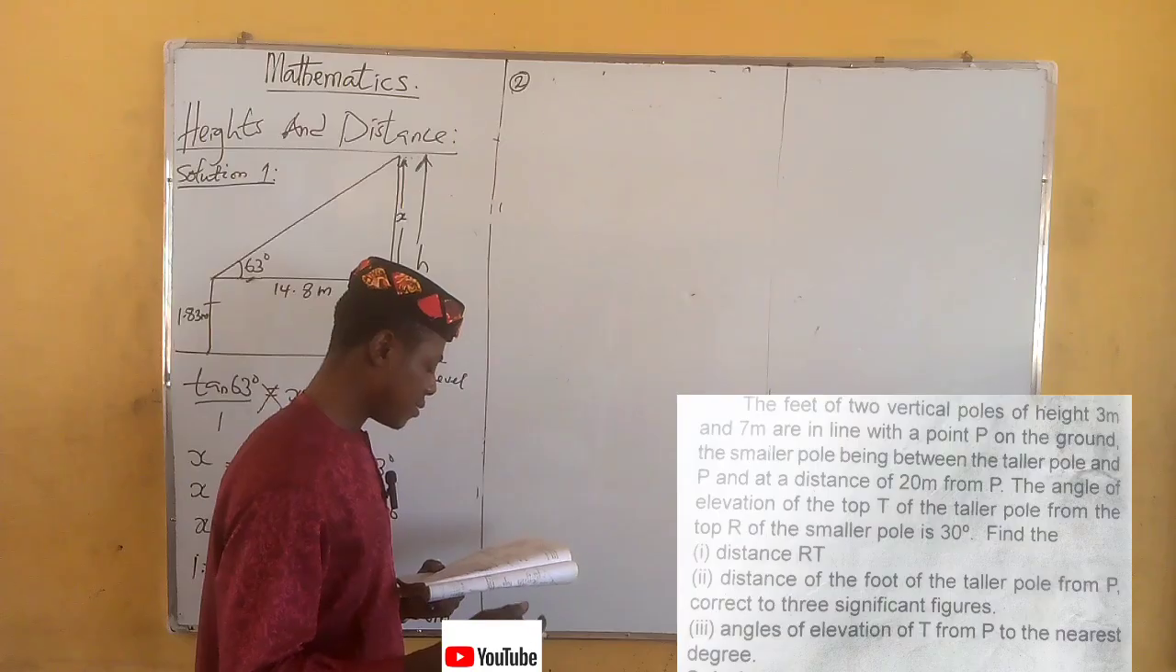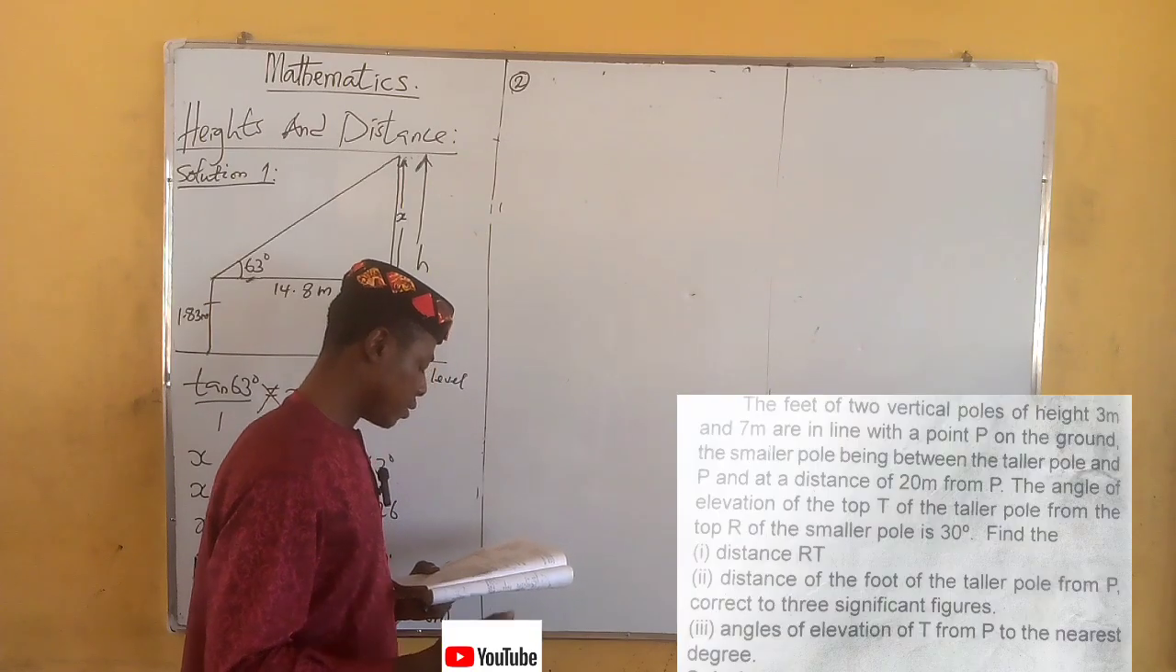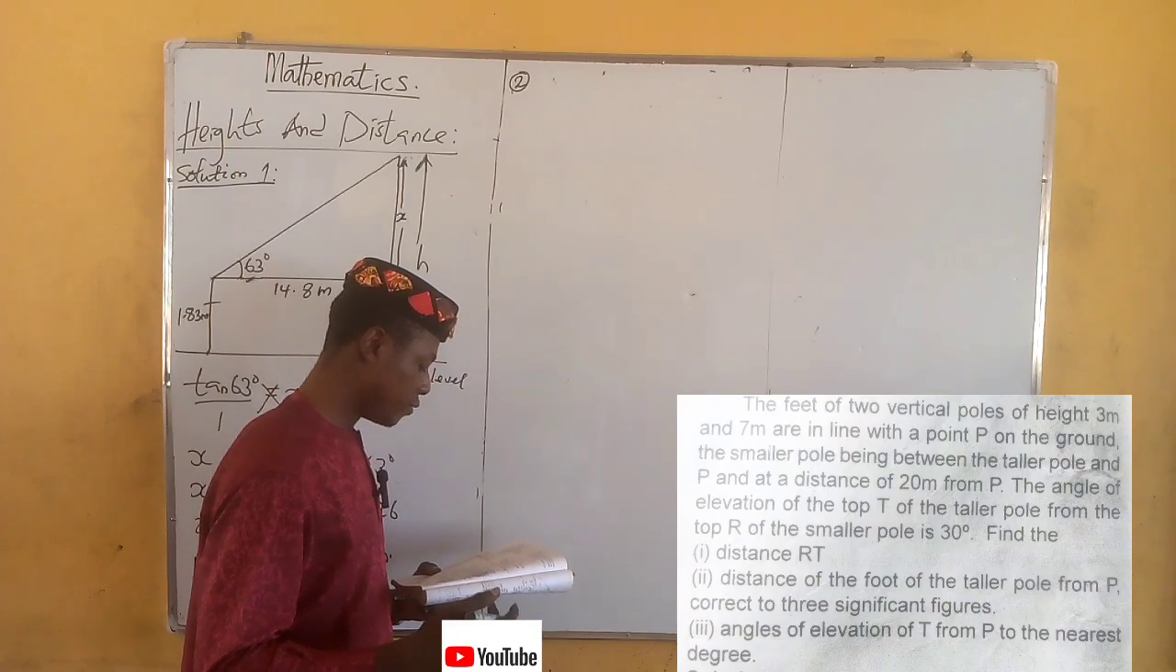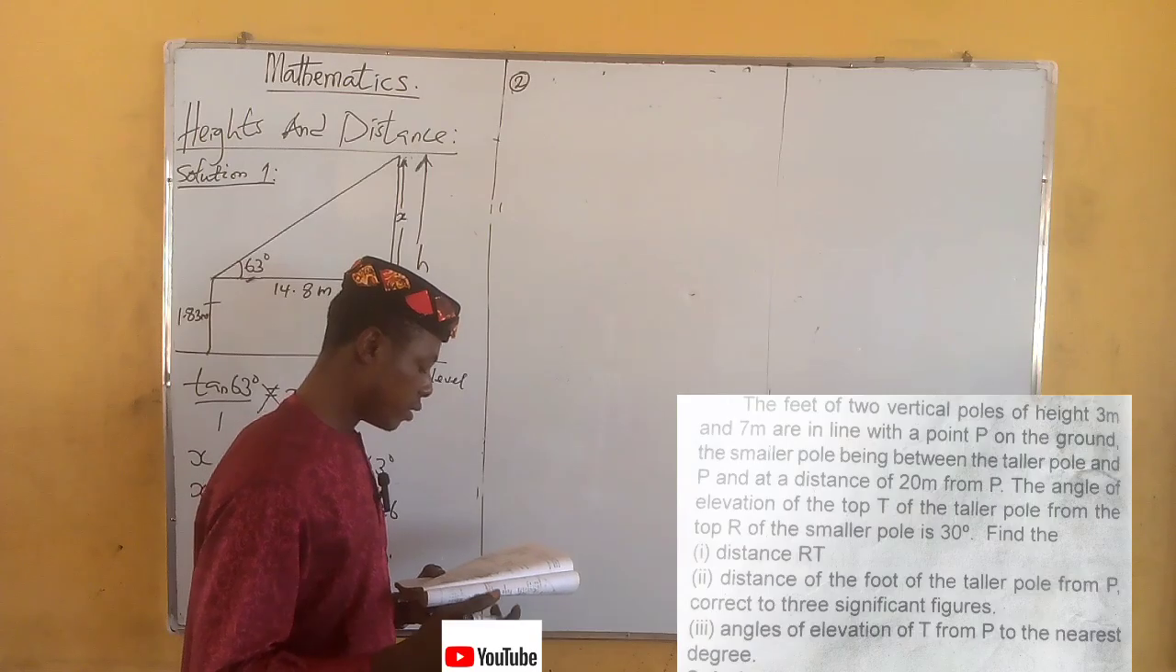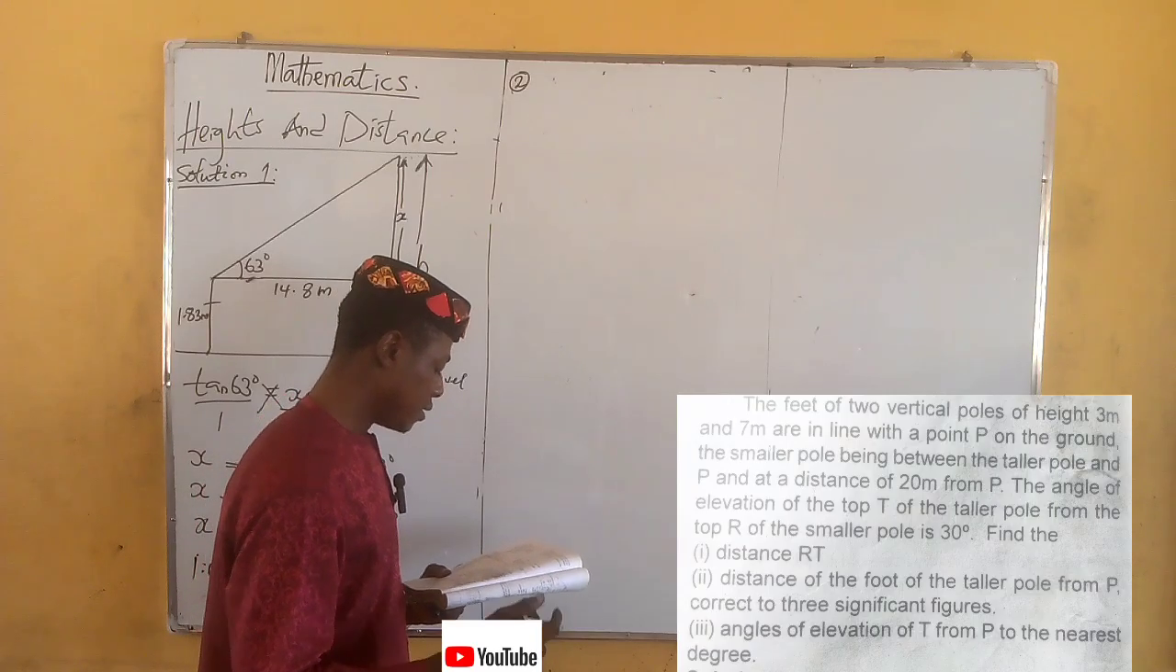Find the distance RT, and then question 2 says distance of the foot of the taller pole from P. Okay, and then question 3, angle of elevation of T from P to the nearest degree.